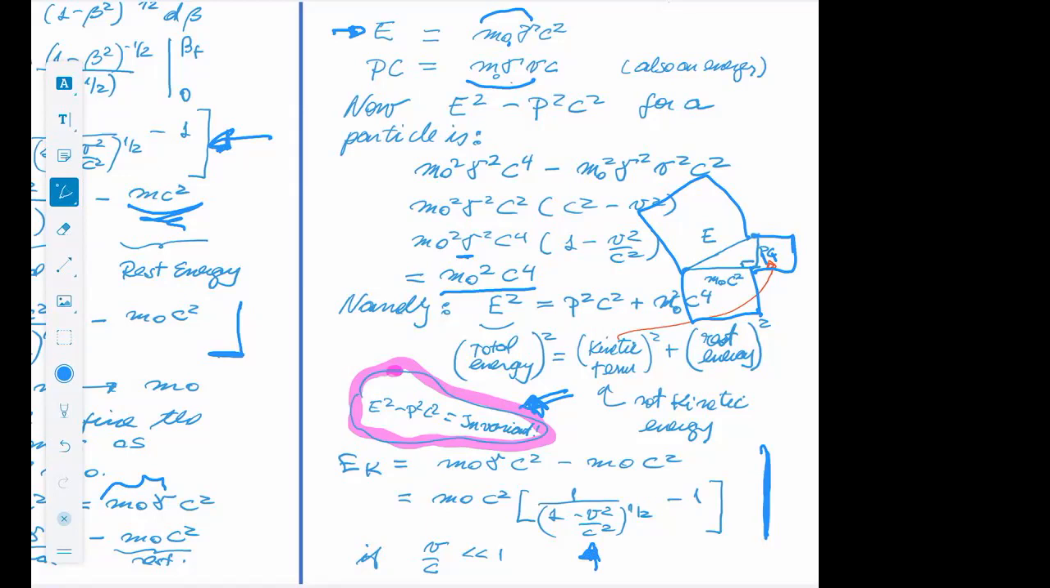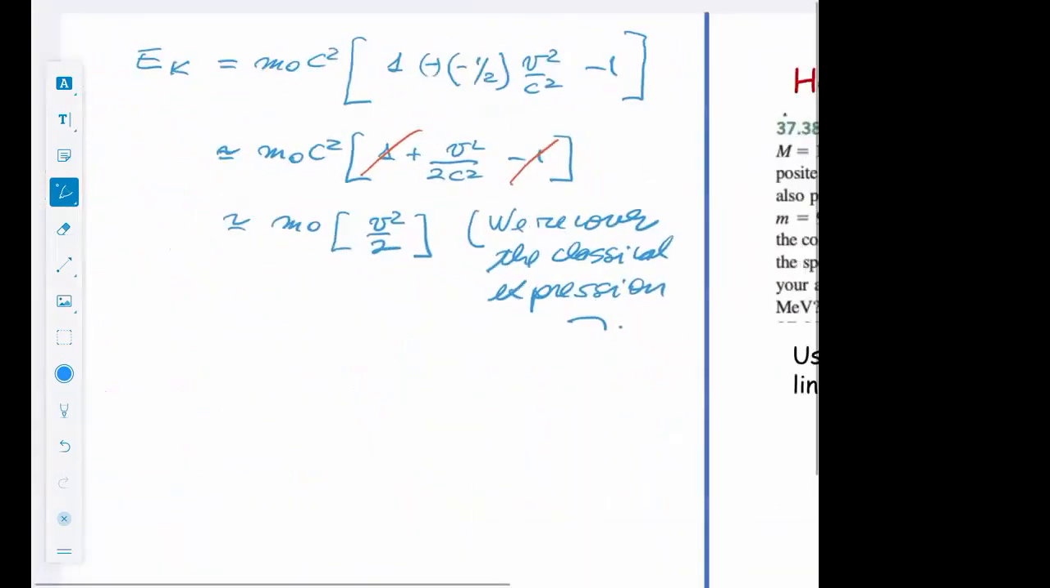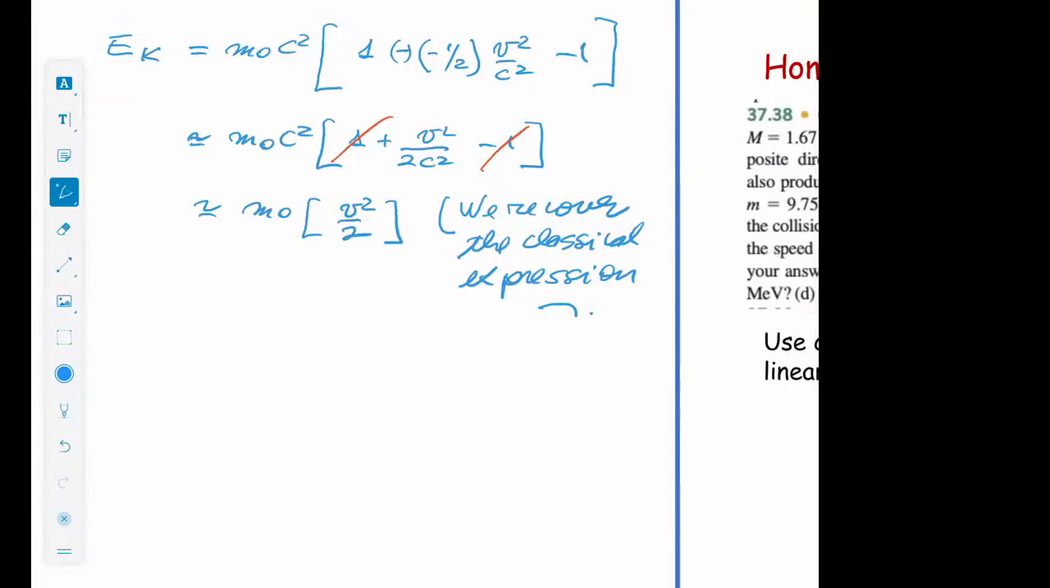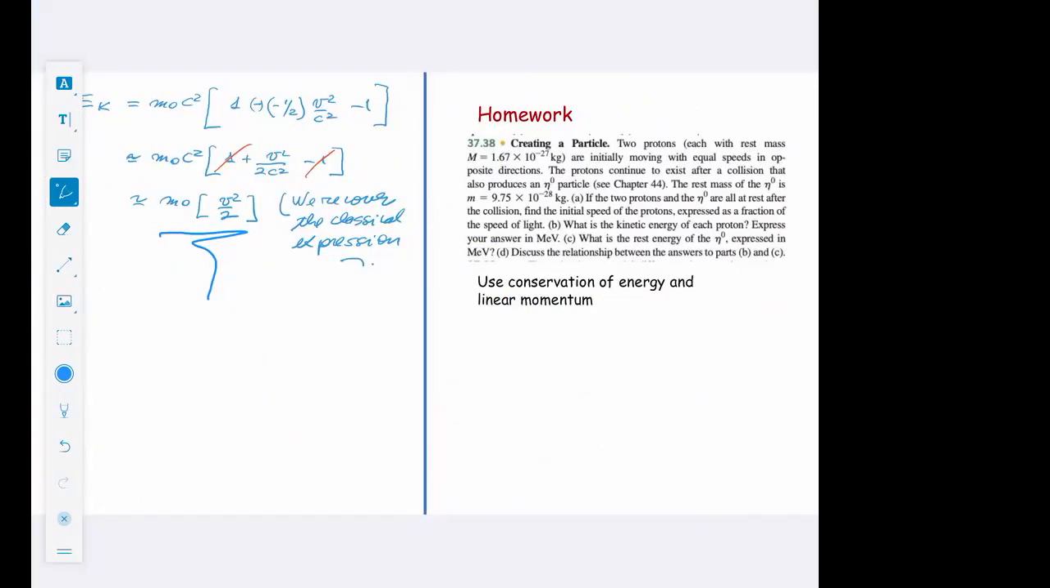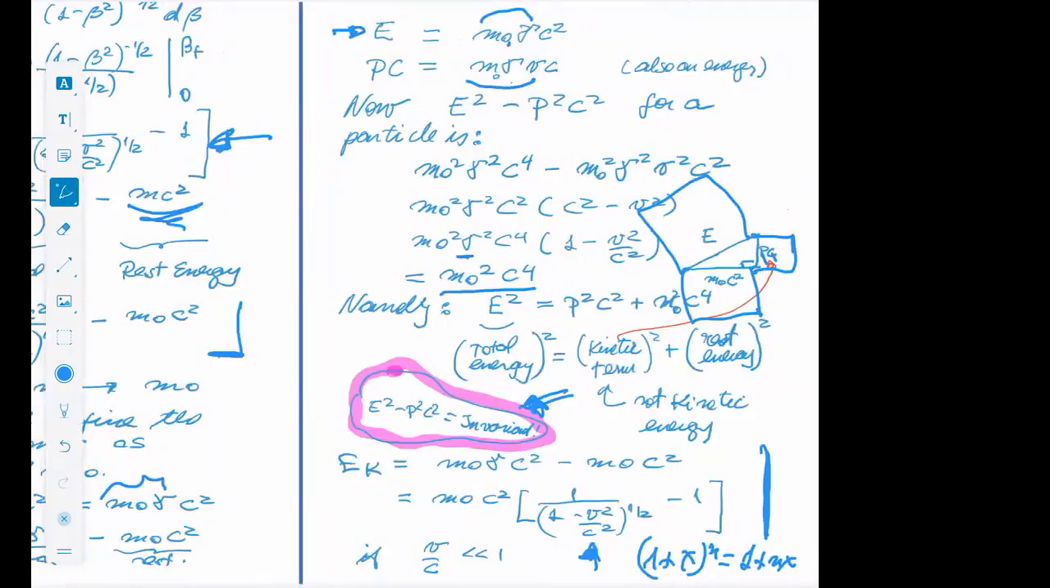Well, I could expand this and do the usual approximation that (1 plus x) to the n is equal to 1 plus nx. This is the Taylor expansion of the power of the binomial. So the kinetic energy will then be m0 c squared times 1 minus this term here, minus a half v squared over c squared. This comes from the exponent minus 1. So the 1 cancels the 1, and the c squared cancels the c squared, and we recover the very nice classical expression that the kinetic energy is equal to m0 v squared over 2. Okay, this is the key part, the interesting aspect of this.